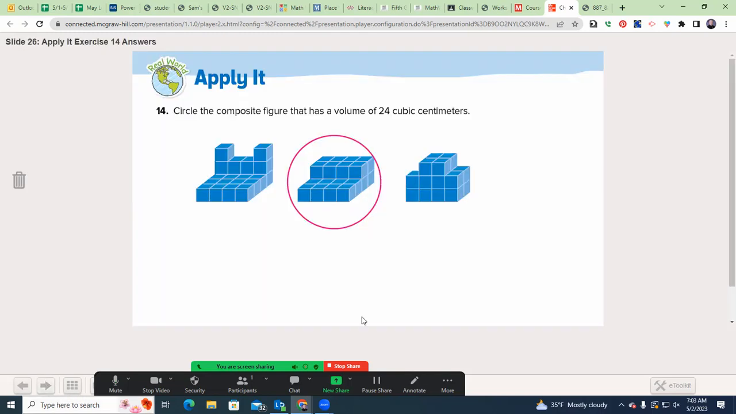Welcome back. And it's this one, the 4 by 4, which is going to be 16. This is 4 by 2, which is 8. 16 and 8 is 24.